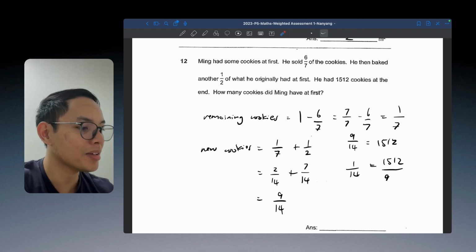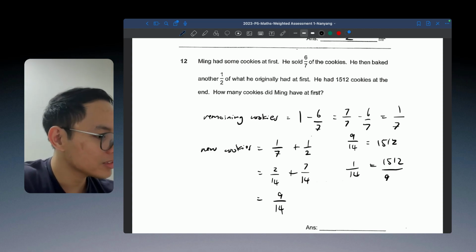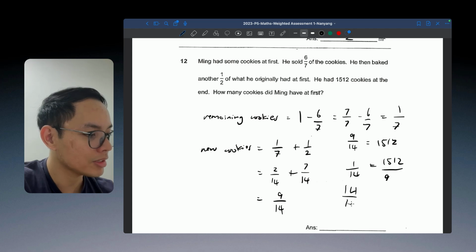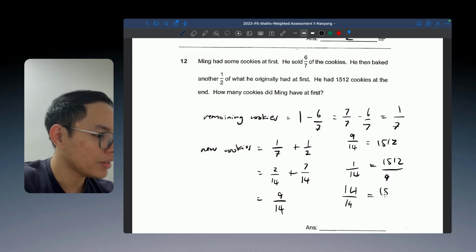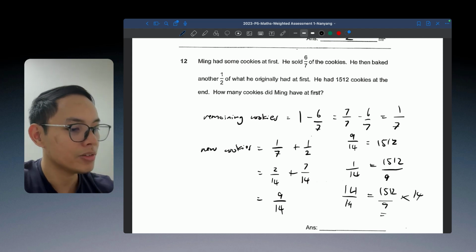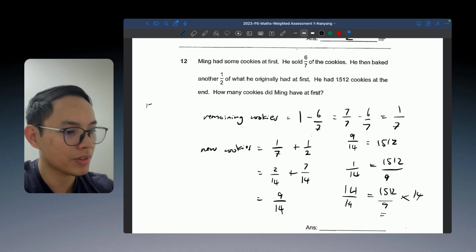Okay, why do we divide by 9? Because we want to make this 14 out of 14. Because we want to know what's the original, and the original is a whole number, 14 out of 14. So you have 1512 divided by 9 times 14. Okay, and then you can do the division.